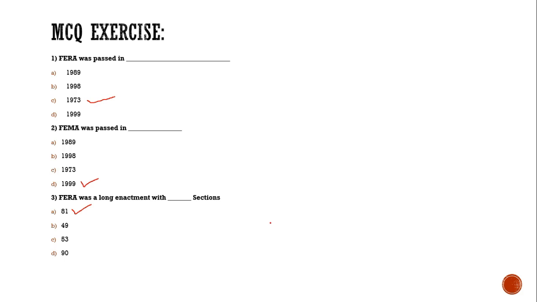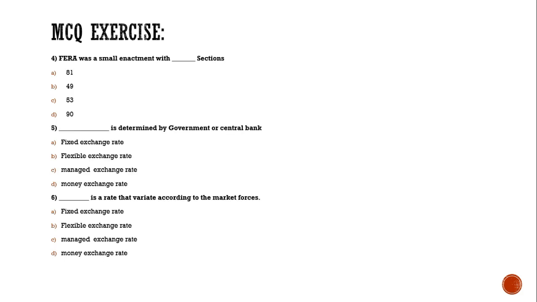Now let us see the next set of MCQs. MCQ number 4 states that FERA was a small enactment with dash number of sections. Dash is determined by government or central bank, and dash is a rate that varied according to the market forces. Again, read the question carefully. Figure out what might be the correct answer, and then we will discuss the answer. I'll give you 3 minutes to solve it, and then we will discuss the answers.